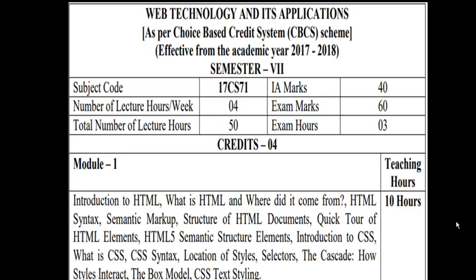Web Technology and its application is one of the subjects for 7th semester with the subject code 17CA71. I'll be starting with Module 1. Module 1 consists of two important web programming languages, that is HTML and CSS. So Module 1 will consist of an introduction to HTML and an introduction to CSS. Both of these web programming languages are a basis for web technology.